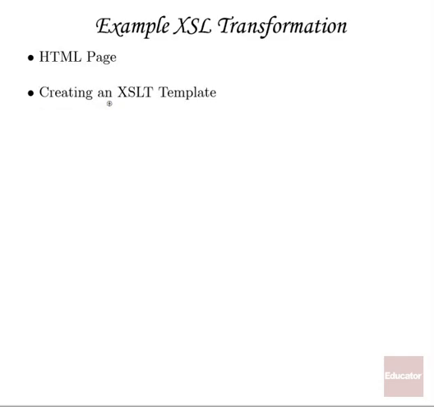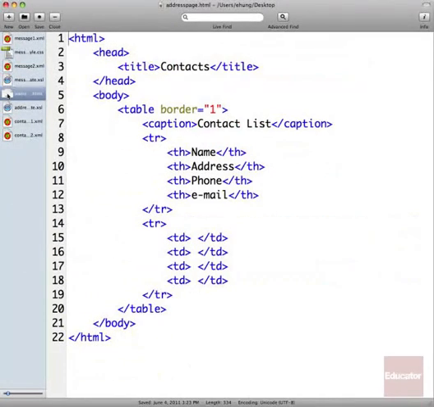So let's see XSLT at work by taking some XML data and plugging it into an HTML web page. You'll find a file called addresspage.html, and this is an ordinary HTML file. We're actually not going to be using it other than just to look at it and see what it is. All right, it's a basic web page.